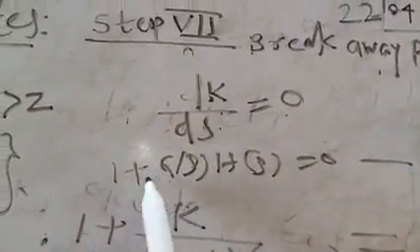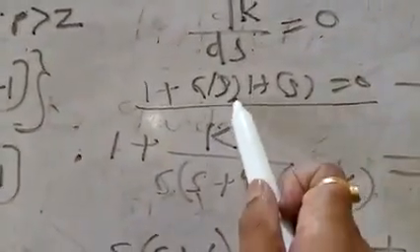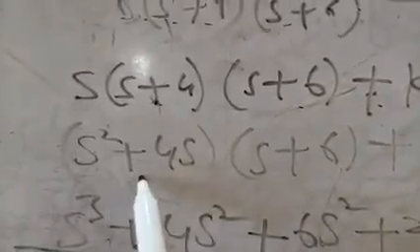So first apply the formula for the characteristic equation, which is 1 plus G(s)H(s) is equal to 0. Put the value of G(s)H(s), which is K divided by (S plus 1)(S plus 6)... that means (S plus 4)(S plus 6) plus K is equal to 0. That means S square plus 4S, then S plus 6 plus K is equal to 0. Finally, we obtain the equation S cube plus 10S square plus 24S plus K is equal to 0.